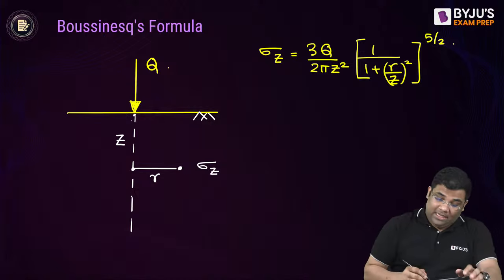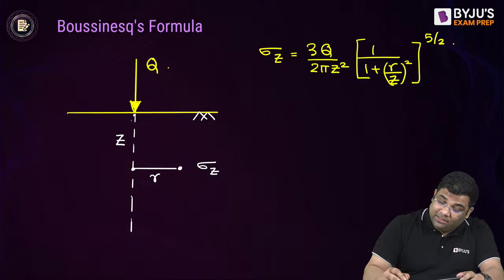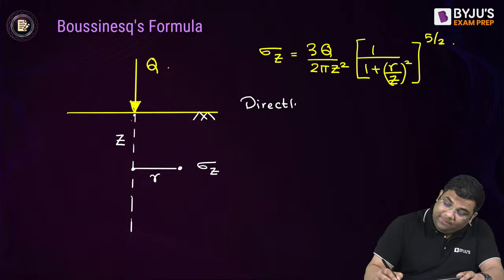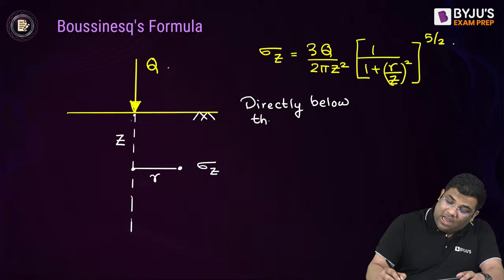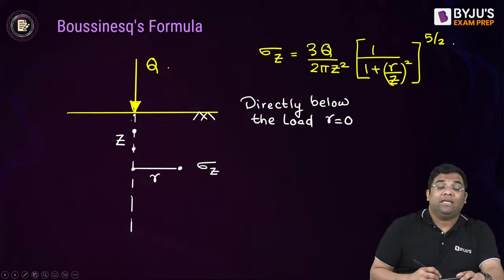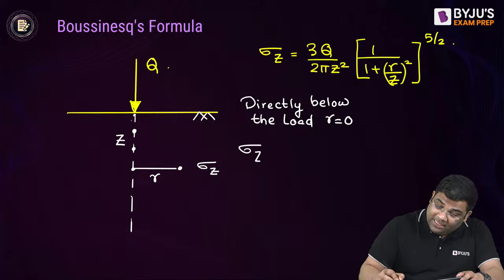Now if I look at this equation and consider directly below the load, what will happen? Directly below the load, R will be 0. If I put R equal to 0, I get Sigma Z equal to 3Q by 2 pi Z square.